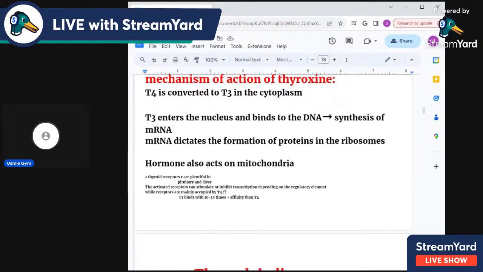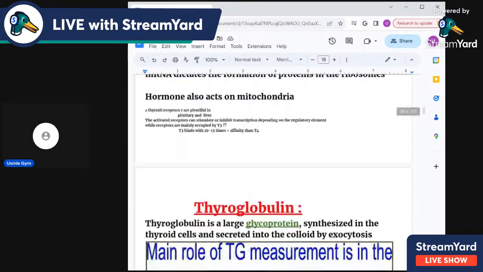So what's the mechanism of action of the thyroxine? T4 is converted to T3, as I already told, by deiodination when it is needed. T3 then enters the nucleus and binds to the DNA and causes synthesis of mRNA. Then mRNA dictates the formation of proteins in the ribosome, the same formula of making protein synthesis.